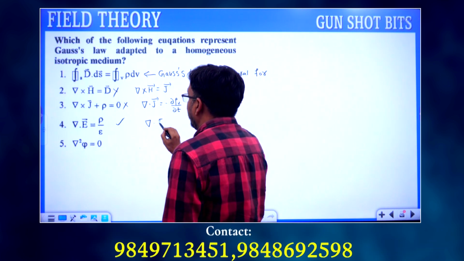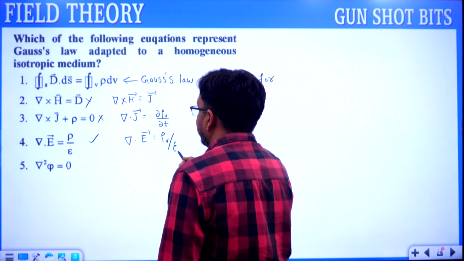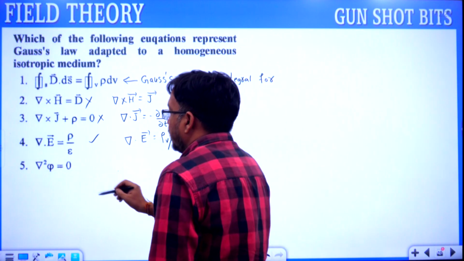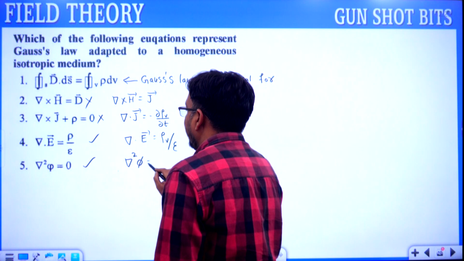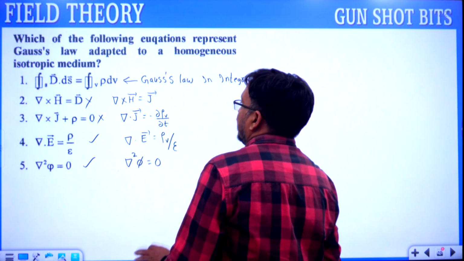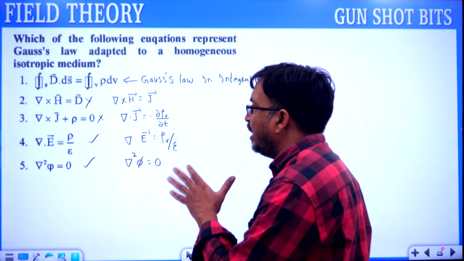And option 4, it is correct. Divergence of E equal to rho by epsilon, that is rho v by epsilon, no problem. And option 5 is also correct. If phi is a potential, then del square phi equal to 0. So here option 1, option 4, option 5 are correct.